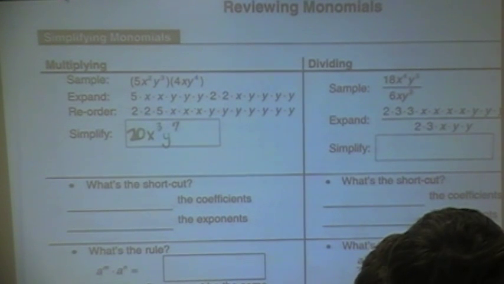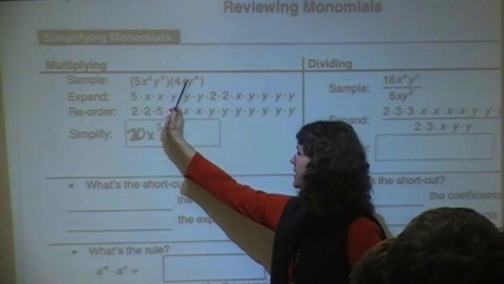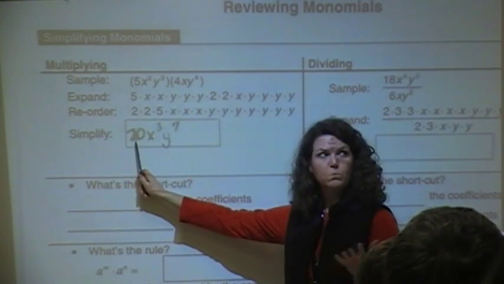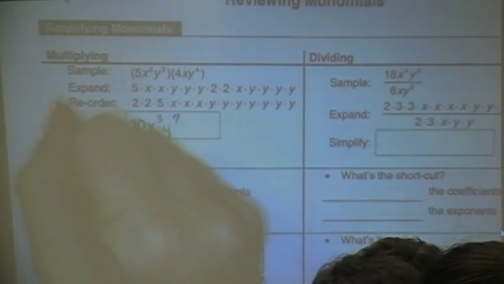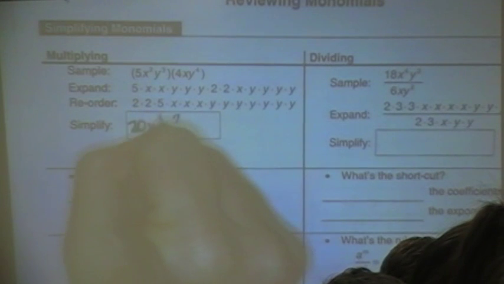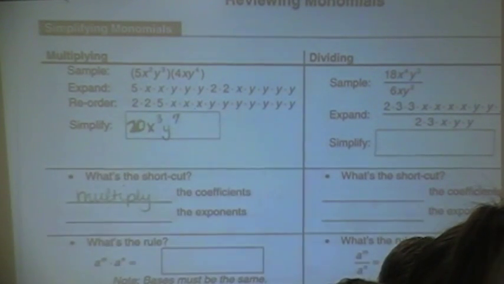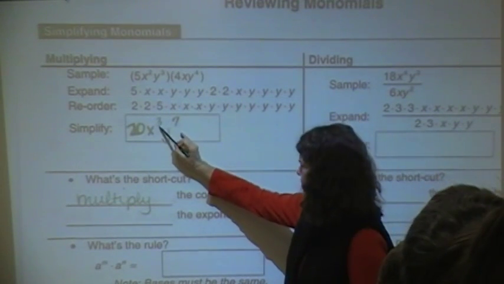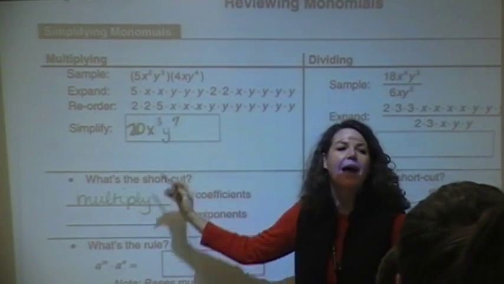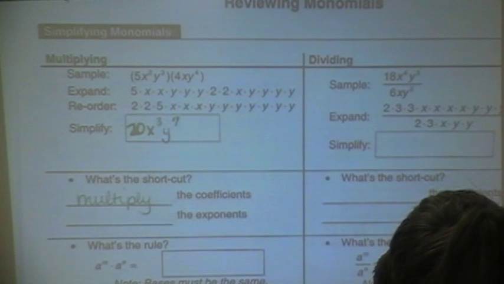That is what you're doing. The shortcut version: these are the numbers I was given, and I end up with 20. Multiply the coefficients. And then how did you get these exponents? 3 and 7. Add the exponents.